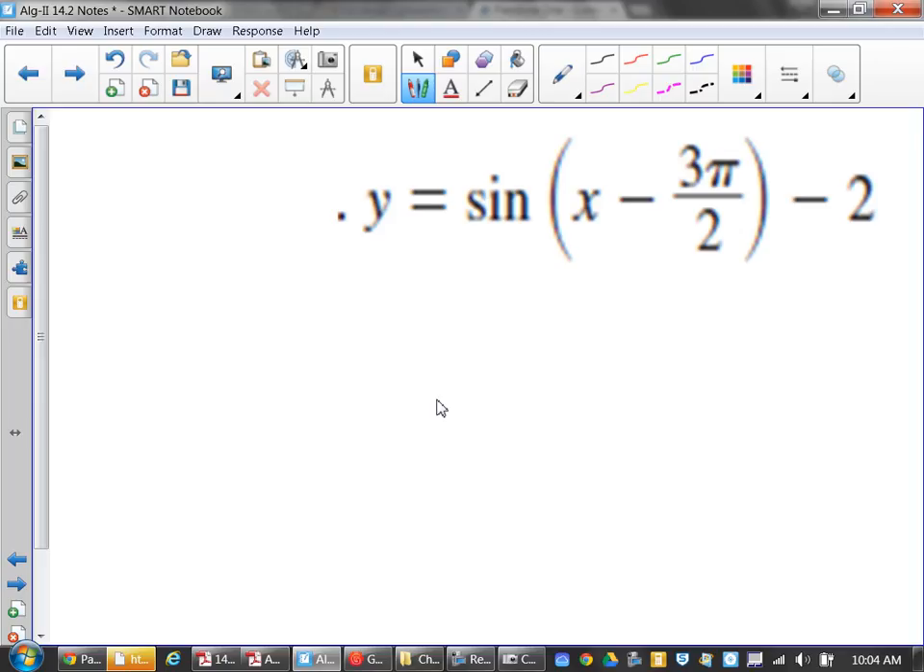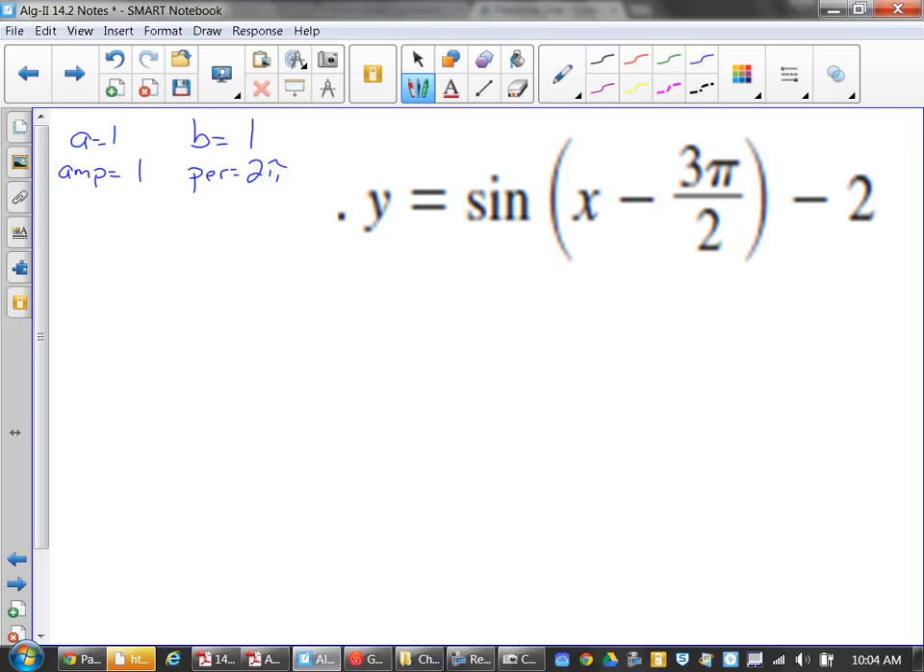So let's do a sine graph that has both a horizontal and a vertical shift. There's no A value or B value. Kind of made it easy on this one. Your A value is 1, your B value is 1, so your amplitude is 1 and your period is 2 pi. So this is easy when it starts up like that.